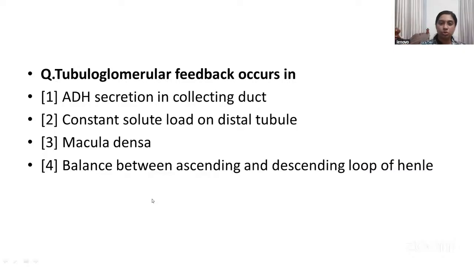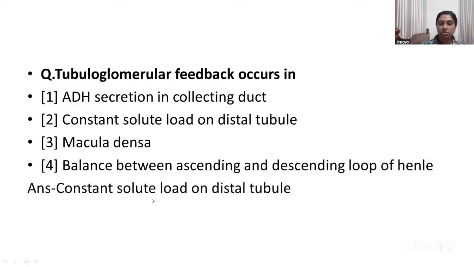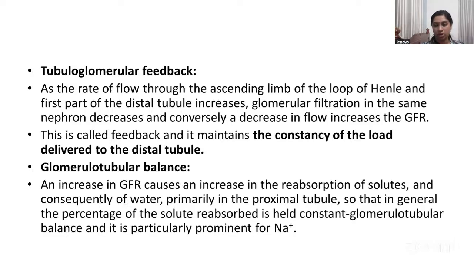Next question. Tubuloglomerular feedback occurs in. The options are ADH secretion in the collecting duct, constant solute load on distal tubule, macula densa, balance between ascending and descending loop of Henle. So the answer here is constant solute load to the distal tubule. It's a feedback mechanism, no? So what is tubuloglomerular feedback?